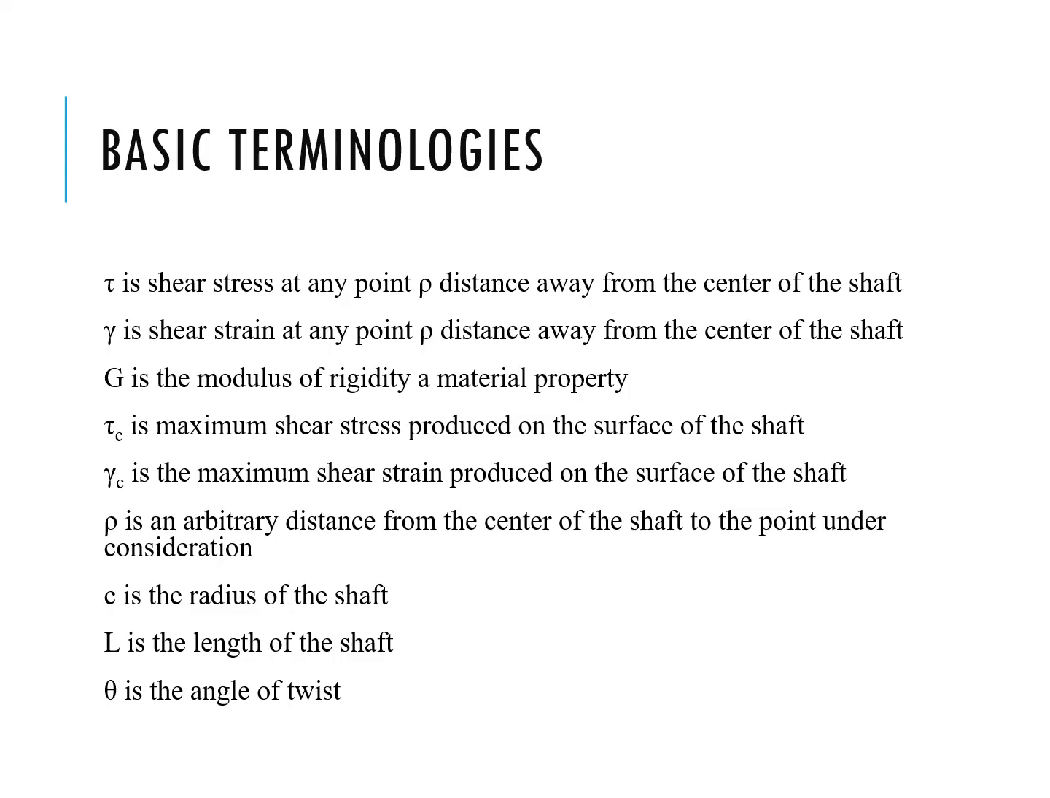Rho, it is not P, it is rho. It is an arbitrary distance from the center of the shaft to the point under consideration. C, here we will term the radius of the shaft. Due to this C, we call it tau C, the maximum shear stress, and gamma C, the maximum shear strain. L is the length of the shaft, and theta is already introduced as the angle of twist.